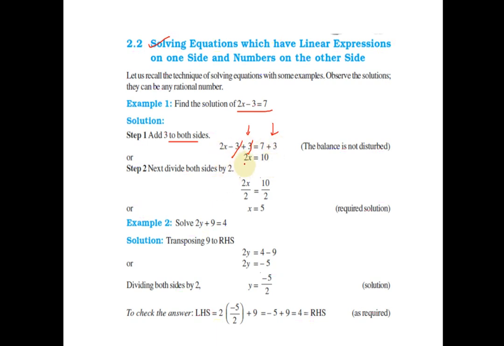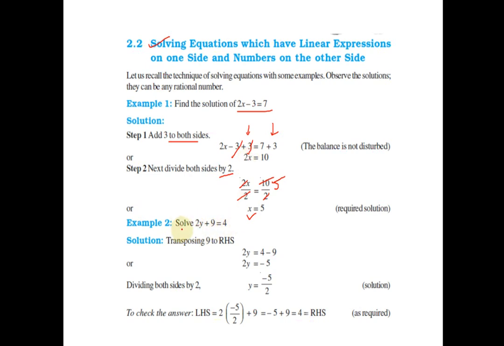Now he divides both sides by 2. In the left hand side it is divided by 2, and in the right hand side also divided by 2. So this 2 and 2 will cancel out. 2 goes into 10 five times. So what is the value of x? x will be equal to 5. So this is the first question.